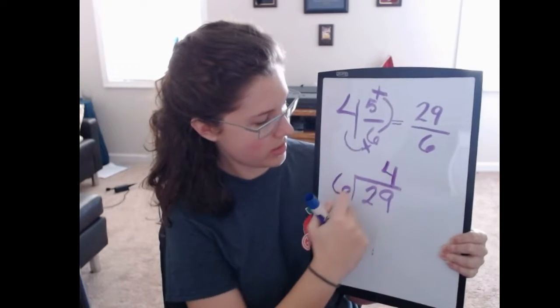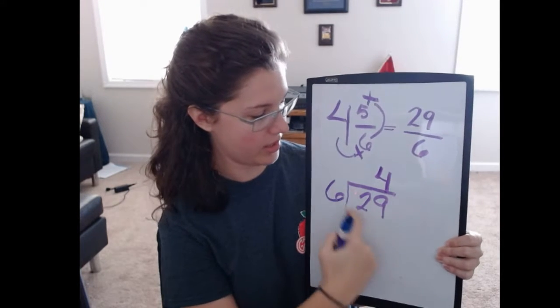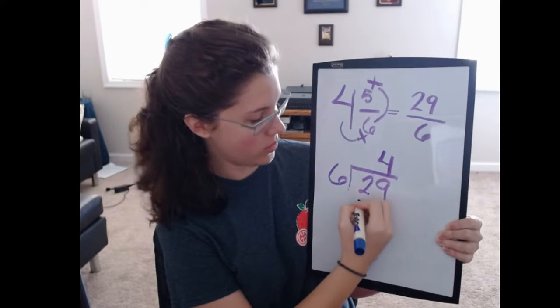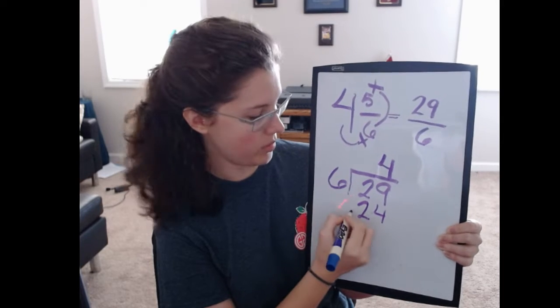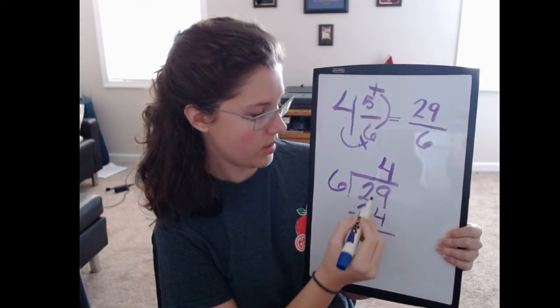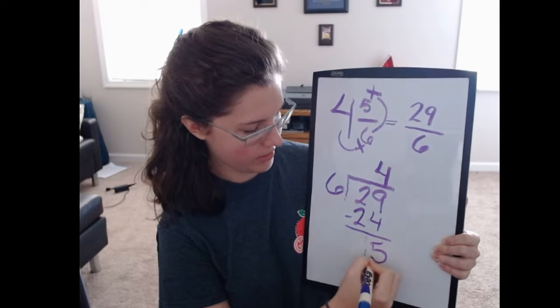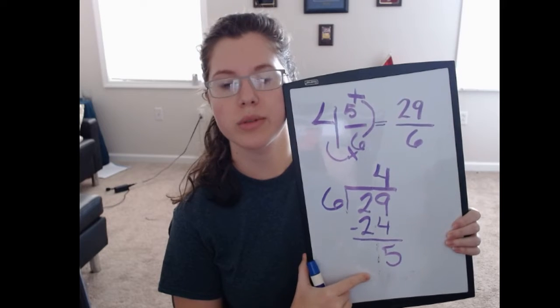So you would write that. You'd write your 4 on top of your 29 over the 9 because you're going into all of 29. So 6 times 4, like we said, is 24. And then we subtract. 29 minus 24 is 5. And oh gosh, we've got a remainder. Heaven help us, what do we do?